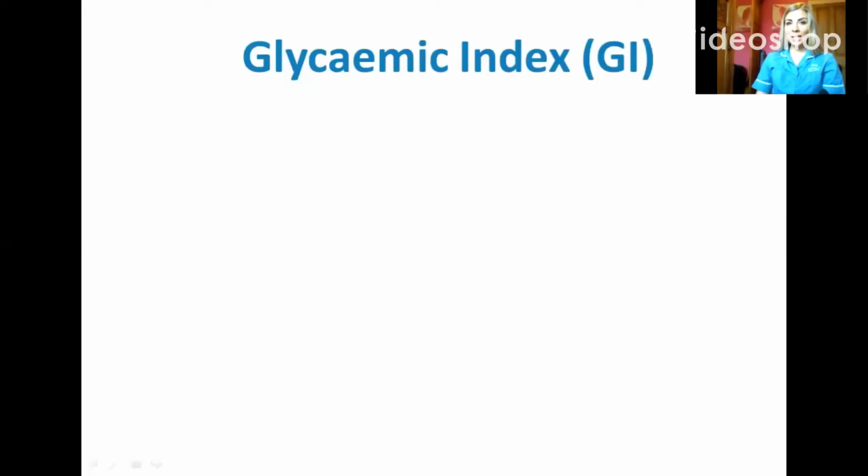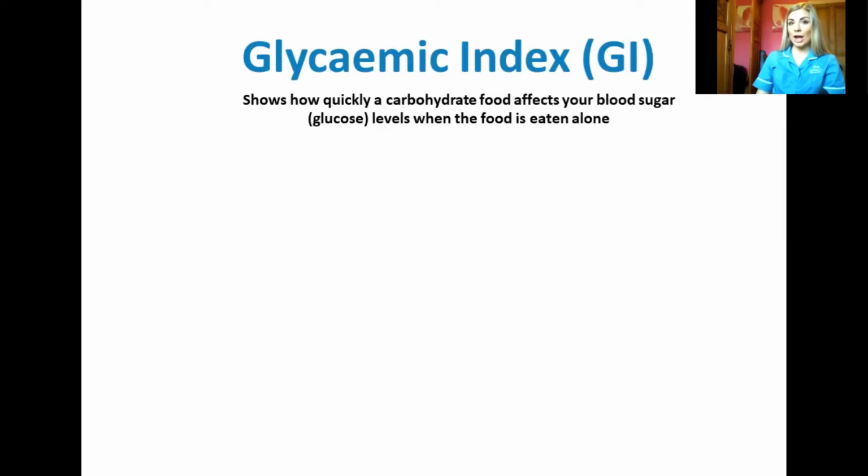Hi, so my name's Nina and I'm a diabetes dietitian, and in this video we're going to discuss glycemic index, otherwise known as GI. Glycemic index shows us how quickly a carbohydrate food is broken down and absorbed by our body to make blood glucose levels rise after eating. So all carbohydrates will have a GI ranking between 0 and 100.